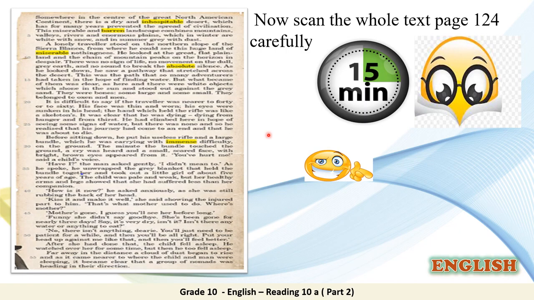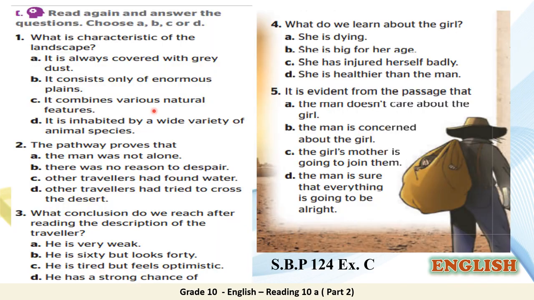Please pause the video for a while. Scan the whole text in your student book, page 124. Now let's answer the following questions in your student book, page 124, exercise C. Read again and answer the questions. Choose A, B, C, or D. Now let's read the questions together to find out the keywords in each question.